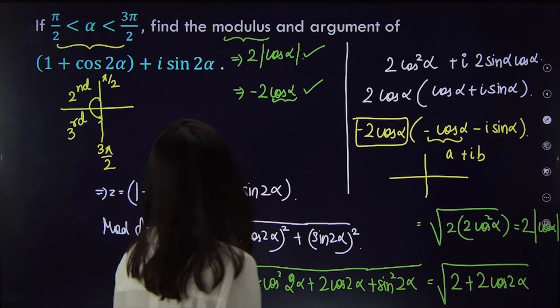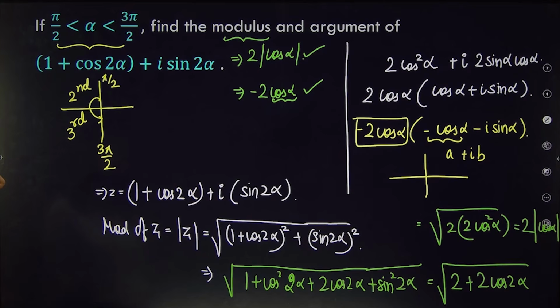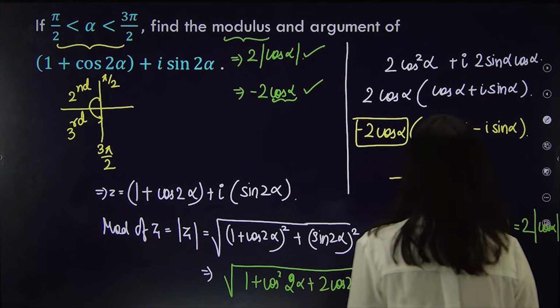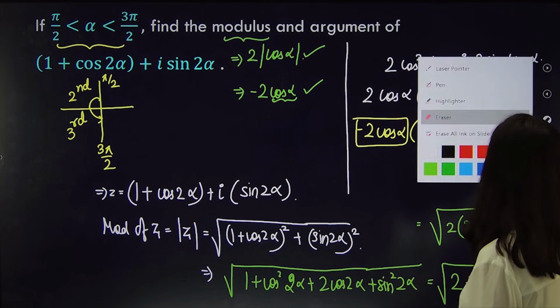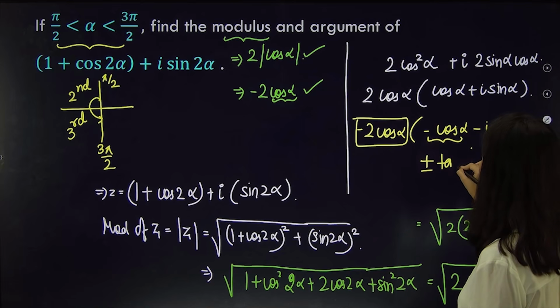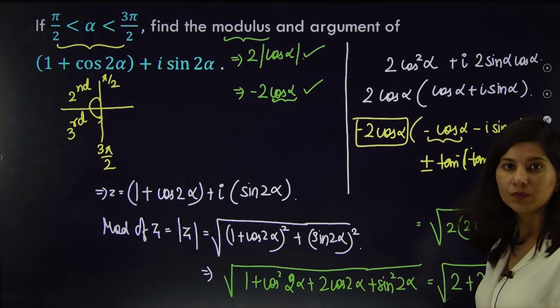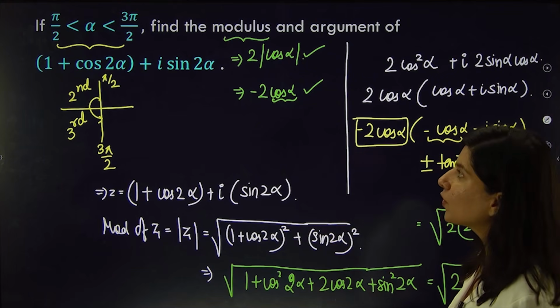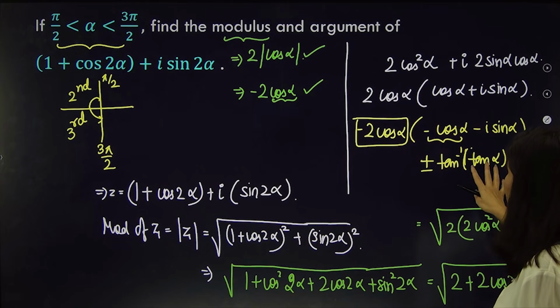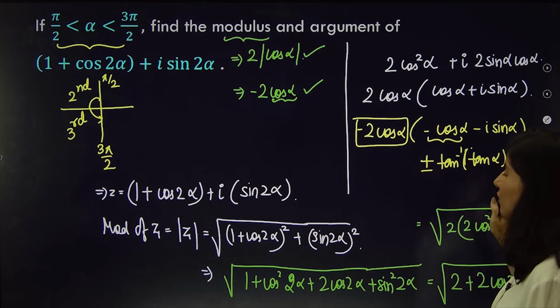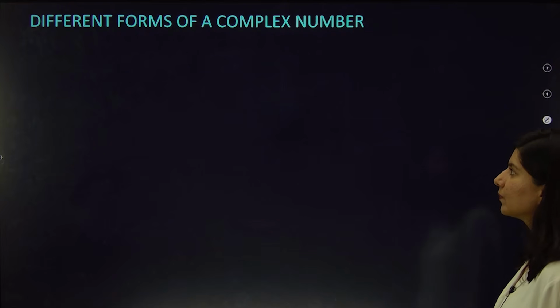So if A is positive, again same thing, we are stuck in same thing. So the argument of this will be plus minus tan inverse tan alpha. Okay, and alpha is belonging to pi by 2 to 3 pi by 2, so we cannot remove this tan inverse tan alpha. We cannot remove this. We cannot write just plus minus alpha. Okay, all right.